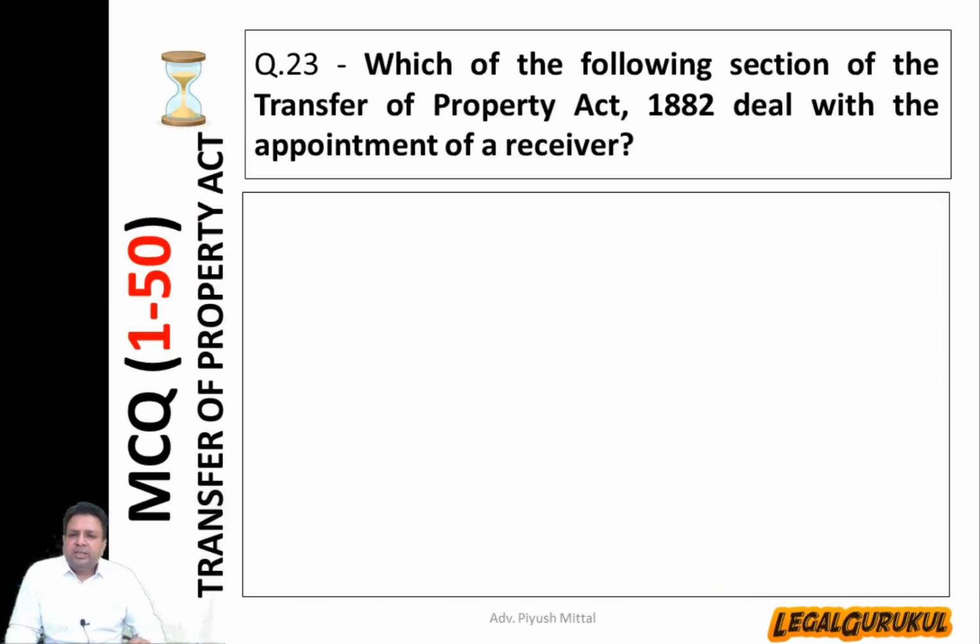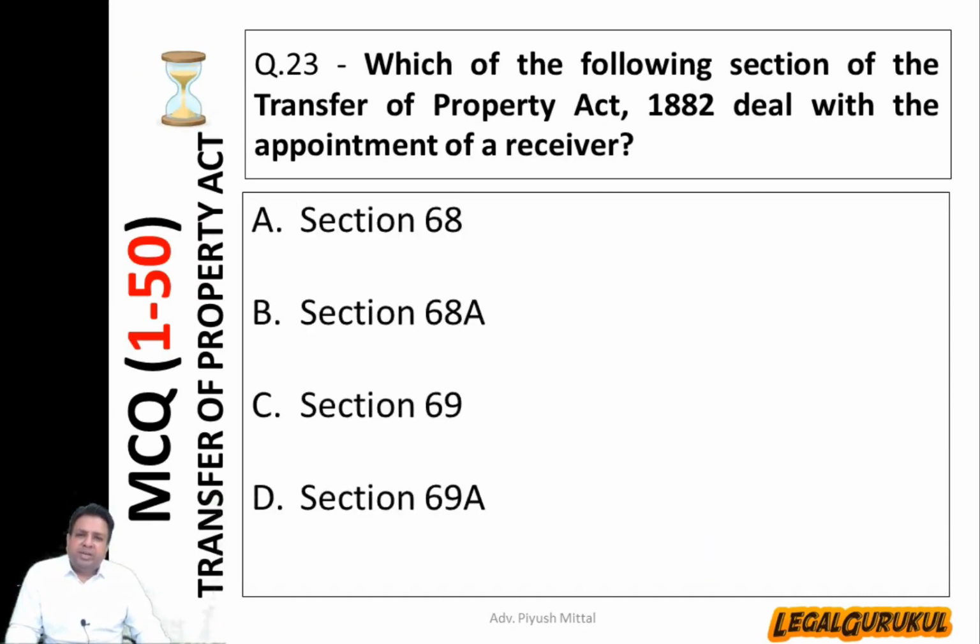Question number 23. Which of the following sections of the Transfer of Property Act deals with the appointment of a receiver? Option A. Section 68. Option B. Section 68A. Option C. Section 69. Option D. Section 69A. And the correct answer is option D. Section 69A.